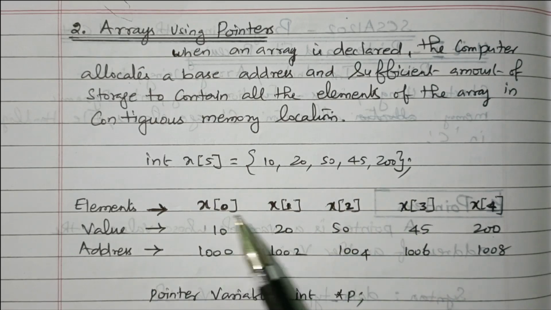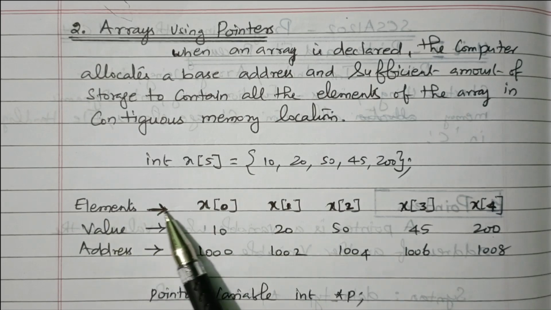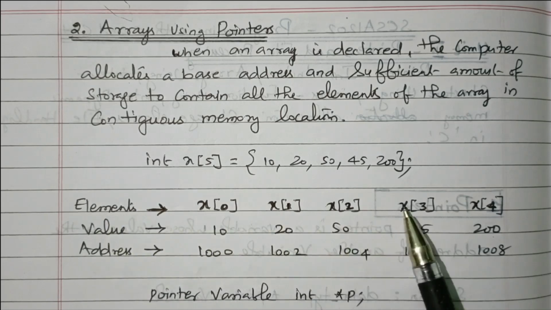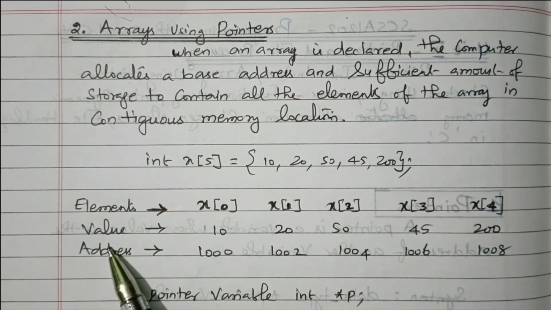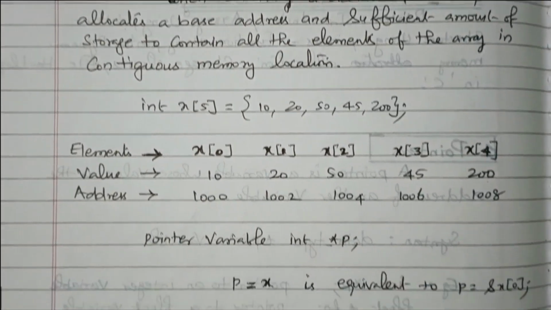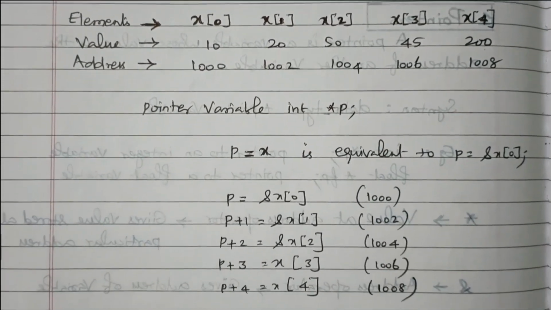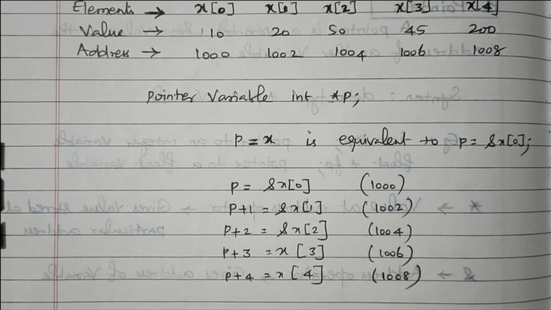Right. How will it be stored in the memory location? See, these are the elements x[0], 1, 2, 3, 4. The values are 10, 20, 50, 45, 200. They are located at the addresses 1000, 1002, 1004, 1006, 1008. Earlier we discussed only one variable; here, an array is a set of variables. So this is how the set of variables is stored in the memory location. Now we'll see how to access and refer to this.